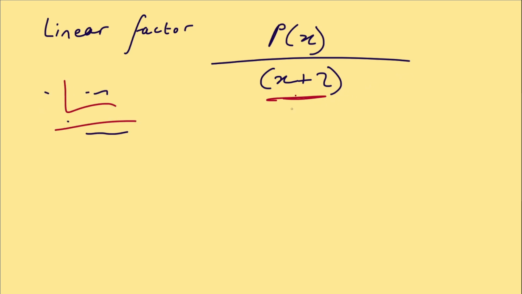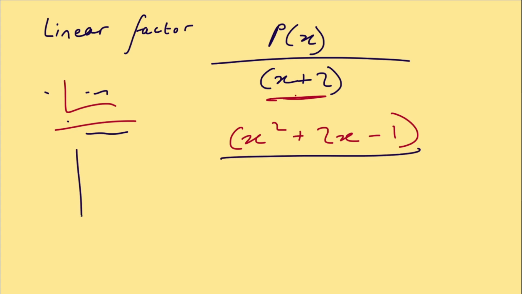But this is a linear factor. If you wanted to divide it by, for example, x² + 2x − 1, this is not a linear factor. If you drew it on a graph, it would be a parabola, not a line, so it's not linear. It has a square, that's why. It has an exponent. So you're meant to use it when there's a polynomial and you divide it by a linear factor.